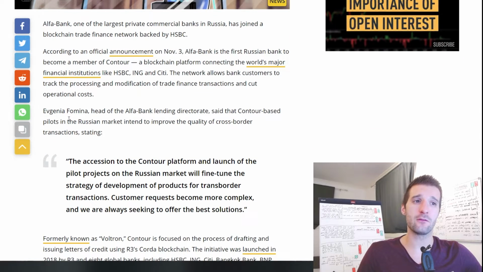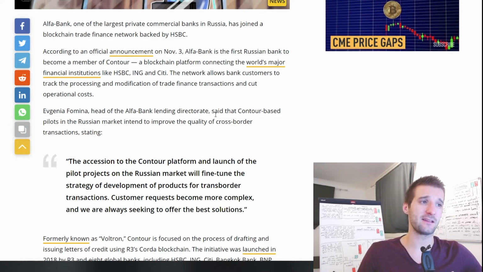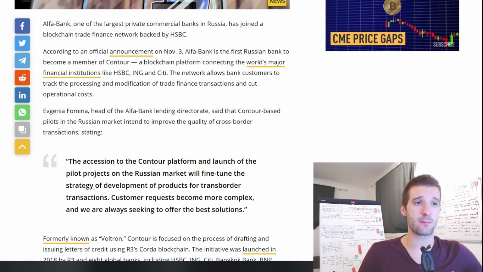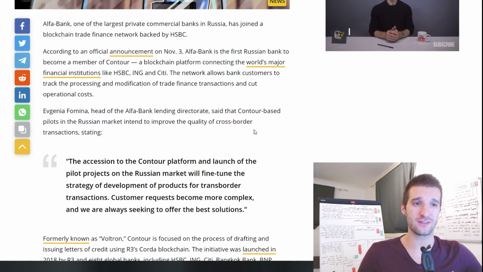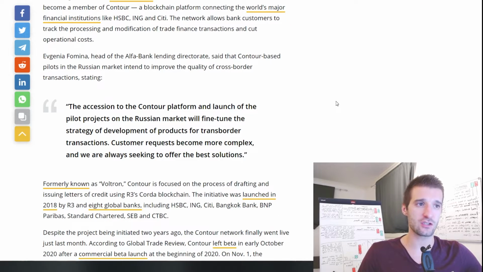So Evgenia Fomina, head of the Alpha Bank lending directorate, said that the Contour-based pilot in the Russian market intends to improve the quality of cross-border transactions, stating the accession to the Contour platform and launch of the pilot projects on the Russian market will fine-tune the strategy of development of products for trans-border transactions. Customer requests become more complex, and we are always seeking to offer the best solutions.